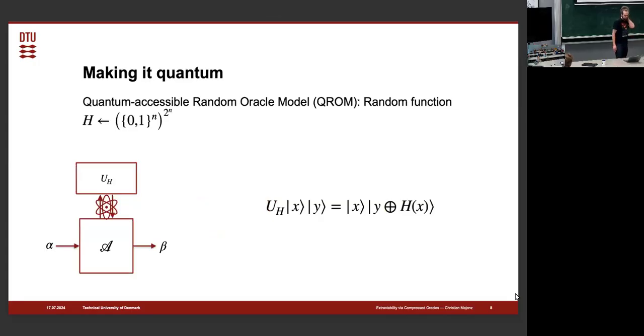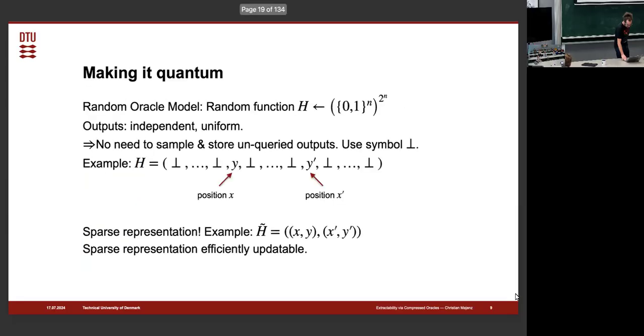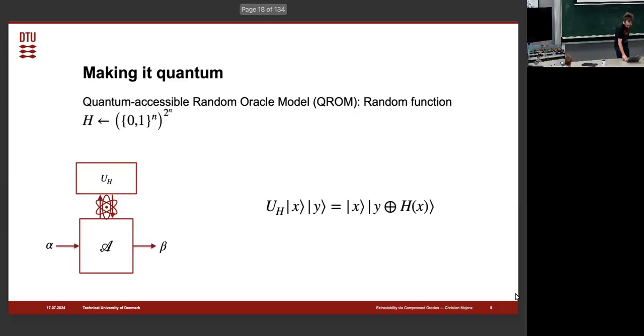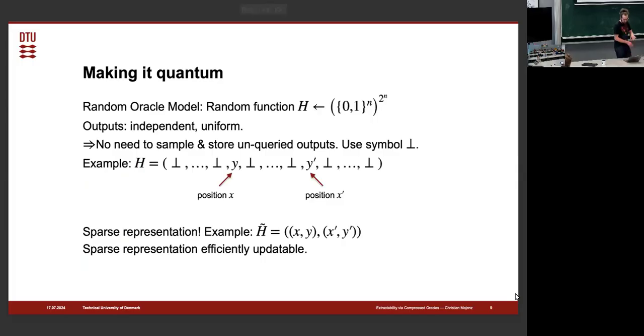Now let's make it quantum. So we have the quantum accessible random oracle model, which is basically just saying we're looking at algorithms that are provided with a quantum oracle for a random function. And this is the oracle unitary. It's the usual quantum unitary for a function. So now we look at algorithms that interact with that unitary.